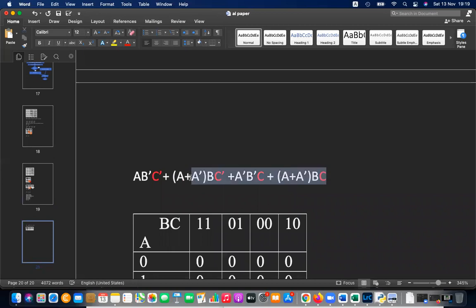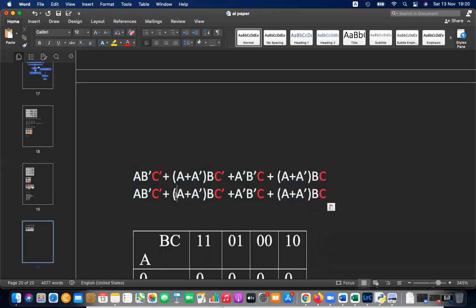But this will make the expression bigger, a three-term expression. So A B C naught is common. I can distribute that to this one and this one both. Here also, BC is common. I can give that to A and A naught both. Now I have a three-term expression.